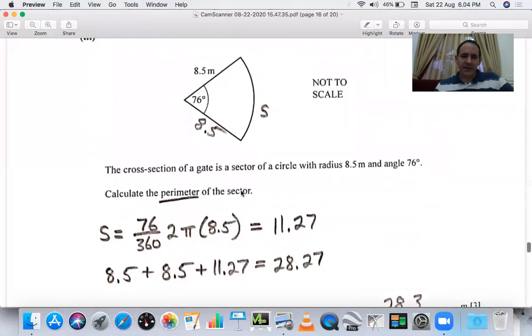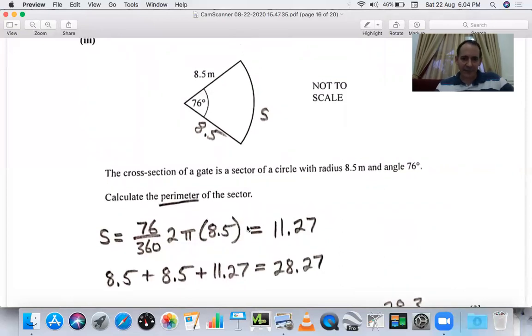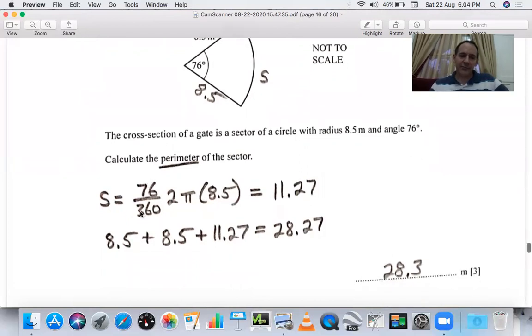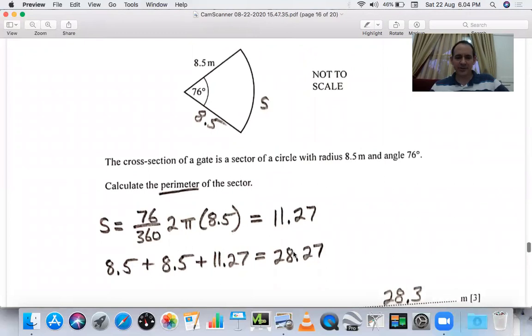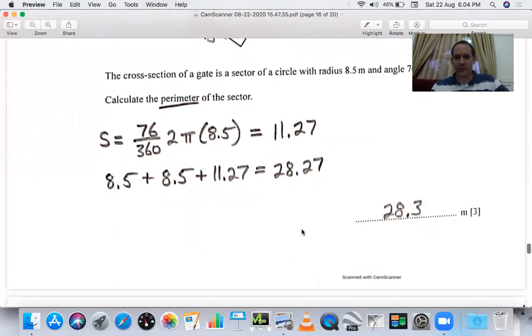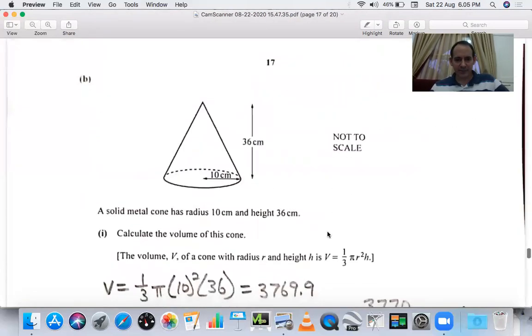So arc length is a fraction of the circumference. So we want 76 degrees out of a complete circle, which is 360, times the complete circumference, which is 2 pi r, the r being 8.5. So the fraction of our circle times the circumference of the circle gives 11.27. That's the arc length, which is represented by S. Then we have 8.5 on both sides. Add those together to get 28.3 to three significant figures.